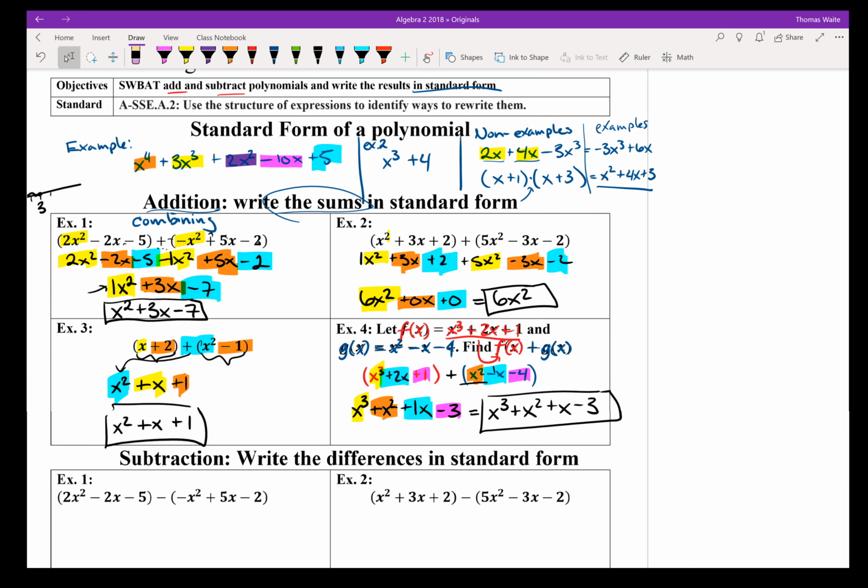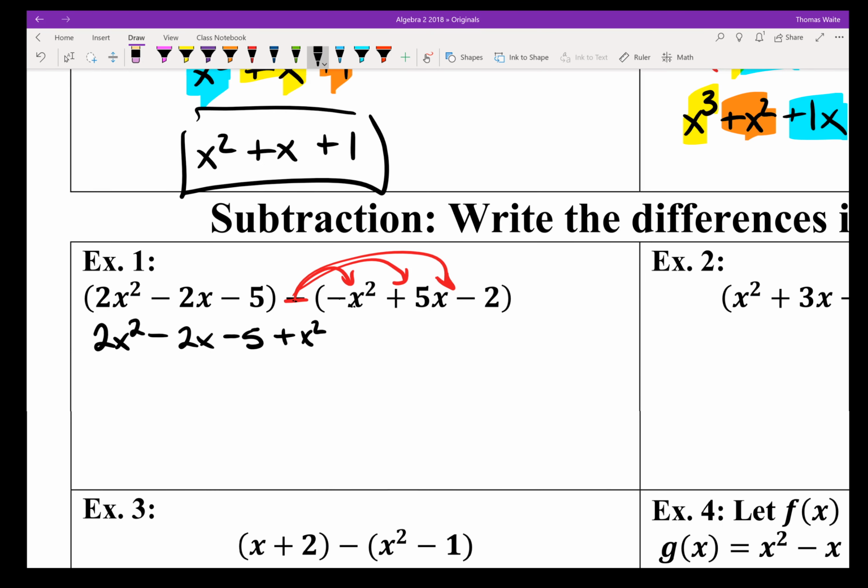So this is the only difference in subtraction, is that for each of these pieces, I'm taking away instead of adding on. So for the next piece, it's going to be minus a positive 5x. Well, that's just minus 5x. For the constant, it's going to be minus a negative 2. Minus a negative is a positive 2.